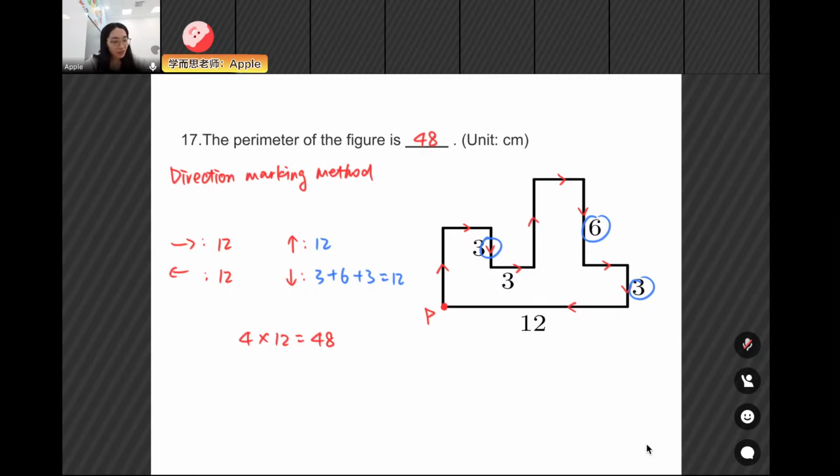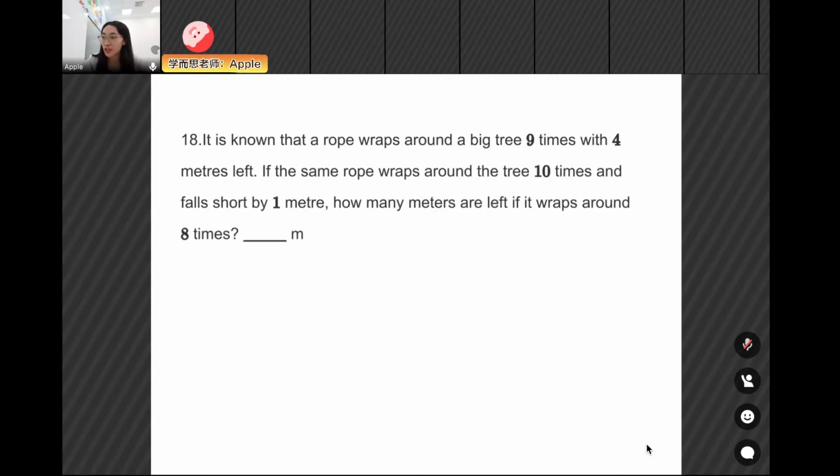Okay. And following this here, it is for question 18. Question 18, it is known that a rope wraps around a big tree 9 times with 4 meters left. If the same rope wraps around the tree 10 times and falls short by 1 meter, how many meters are left if it wraps around 8 times?